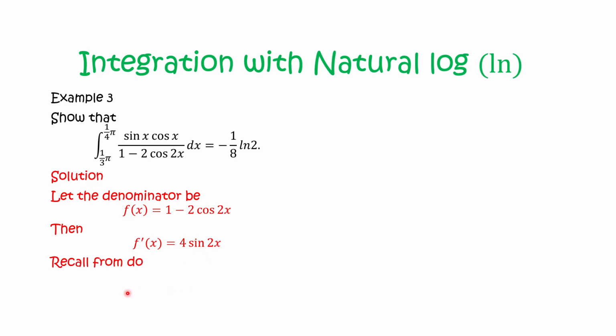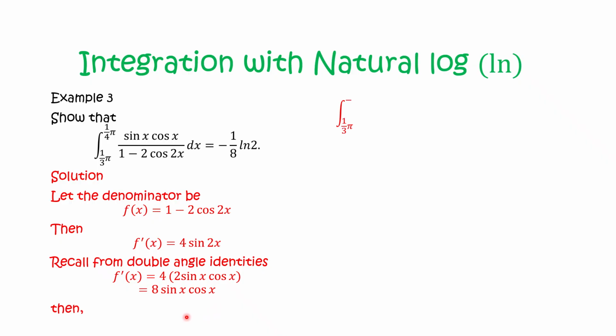Recall from the double angle identities, if we happen to have the f prime of x being equal to 4 times sine 2x, we know from the double angle that sine 2x to be precise, is equal to 2 sine x times cos x. So in this case, we just substitute for sine 2x with the 2 sine x cosine x. With that then, we are going to have 8 sine x times cosine x is our f prime of x.